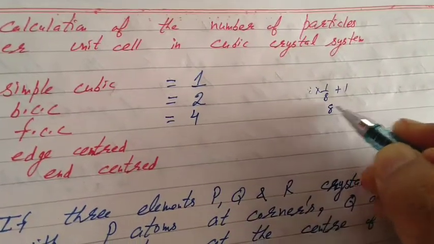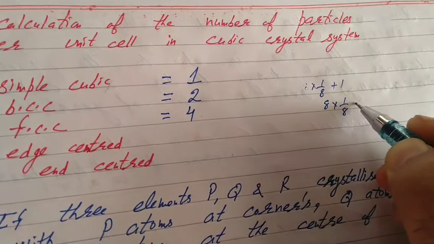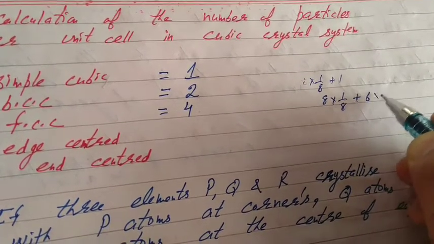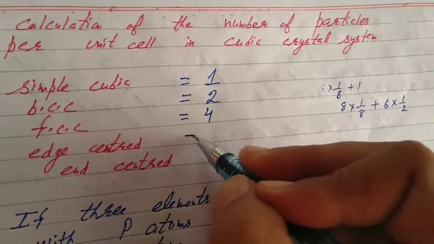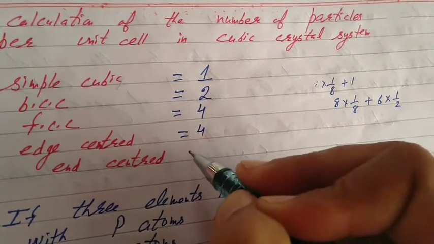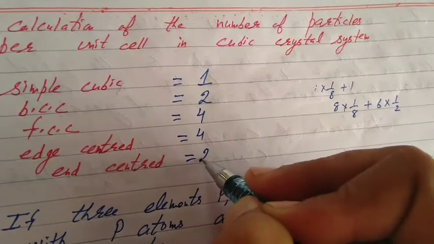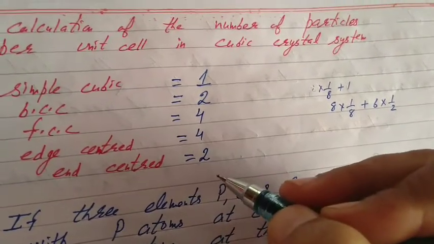FCC, we calculate 4. Particles at corners plus 1 at the center of each face. At a face, contribution is 1 by 2. Our answer is 4. Edge centered, again answer 4. Body centered, answer 2.